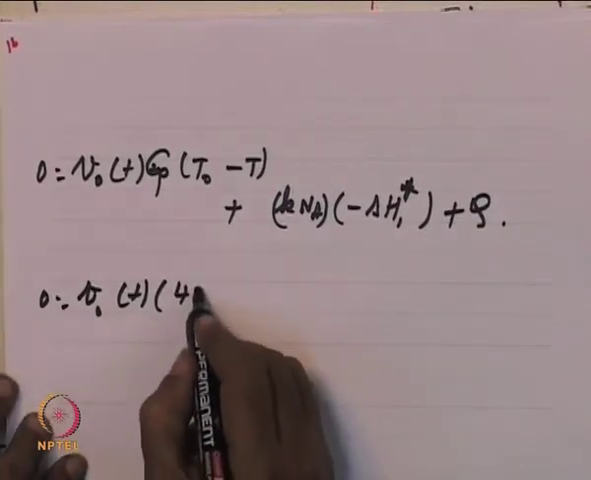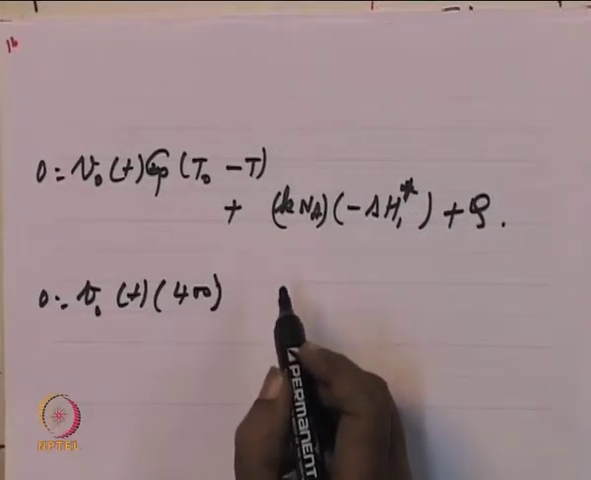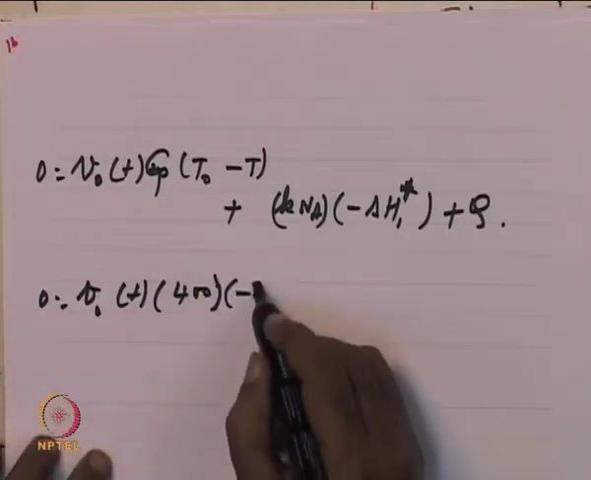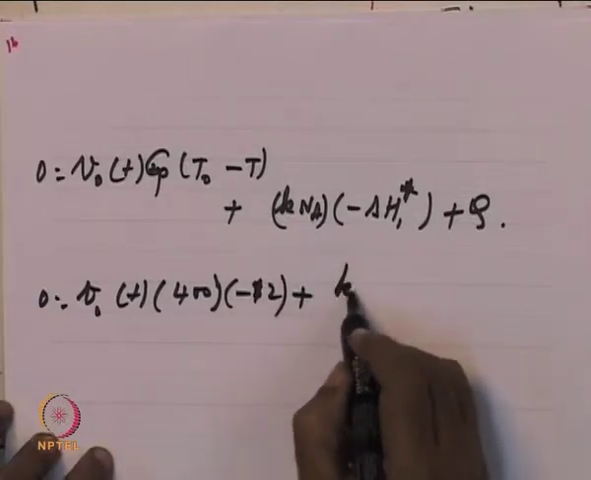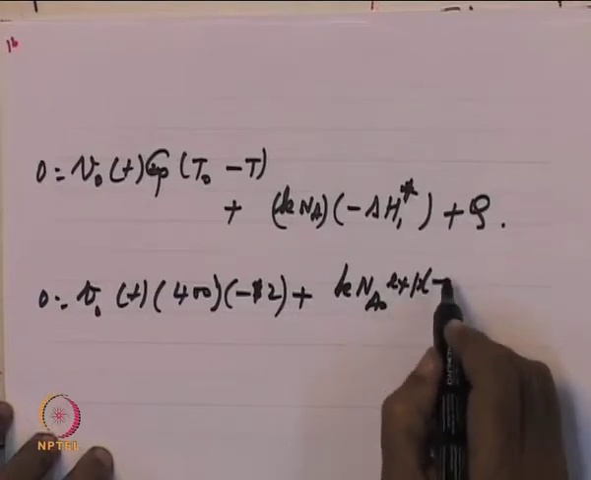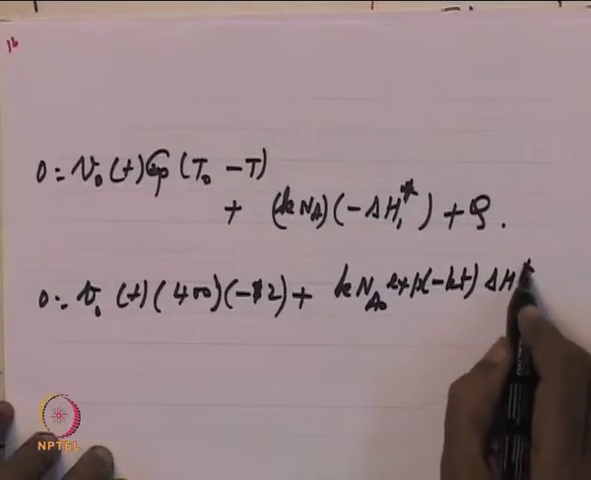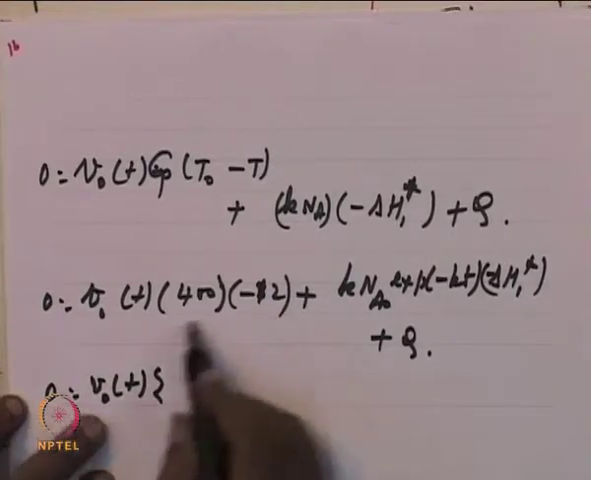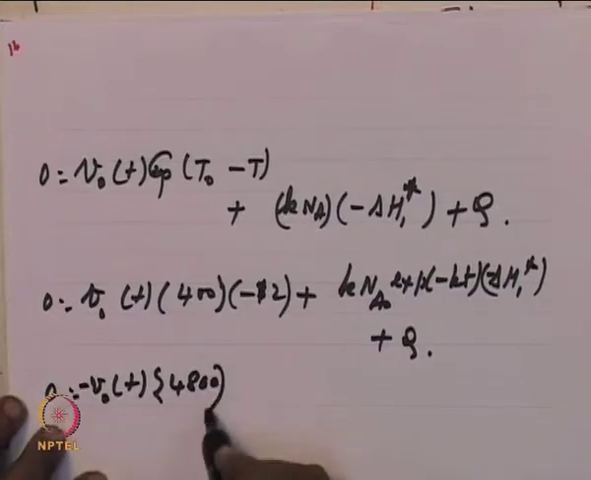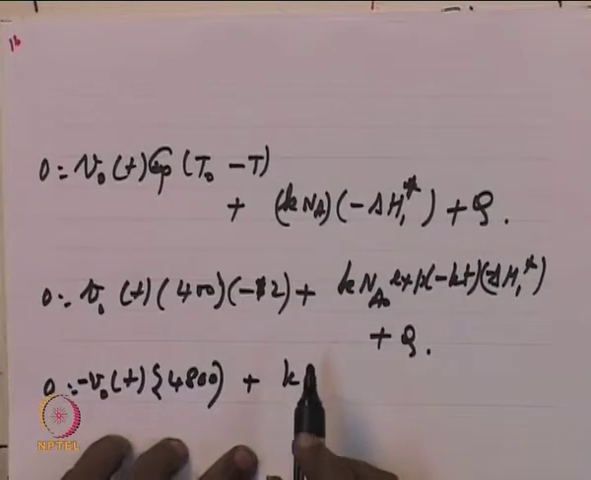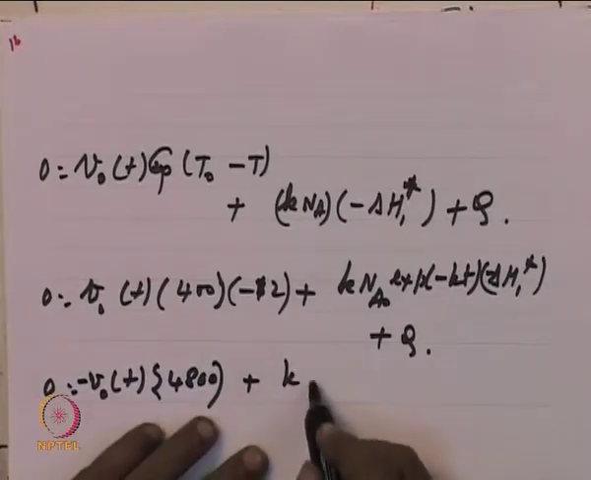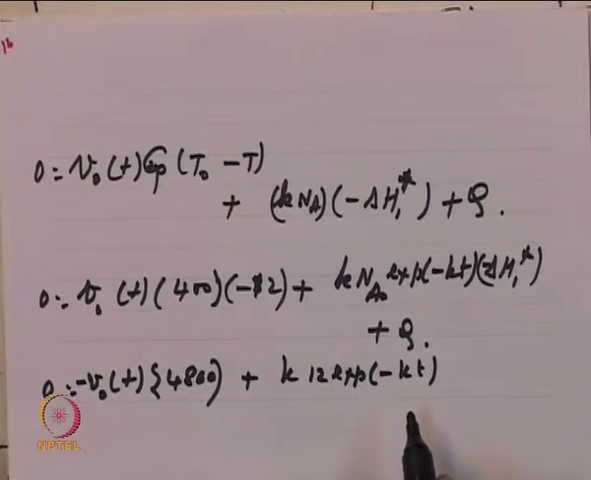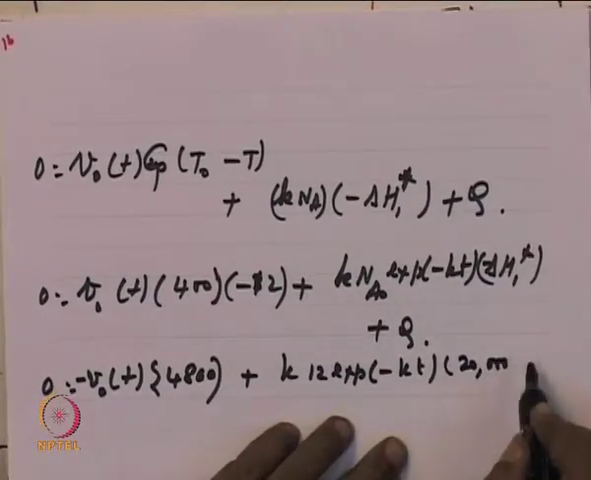We do not know V naught, which is what we want to find out. Cp is given as 400, and T naught minus T is 26 minus 38, so it is minus 12. And then what is K Na? Na is Na 0 times exponential of minus K T, times minus delta H 1 star, plus Q. So, 0 equal to V naught times about 4800 with a negative sign. The next term is K Na, and Na is 1.28 moles per liter, it is 12, times exponential of minus K T, times delta H 1 star, which is given as 20,000 kcal per mole.